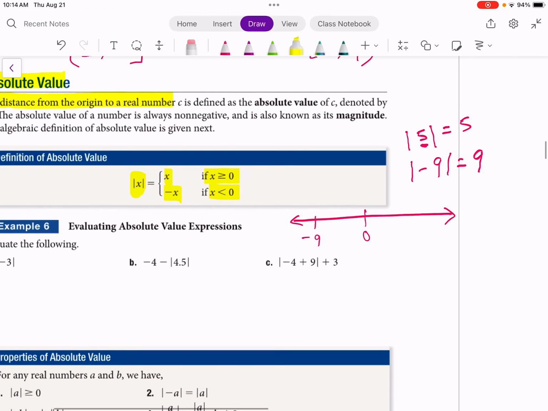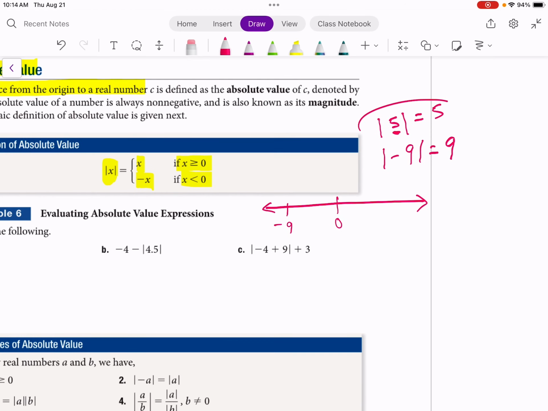Now let me take an example here. For example, let me take the absolute value of 5. If you compare the absolute value of 5 with the absolute value of x, what is the value of x? What number do you see in place of x? We have 5, right? Now, is that 5 greater than 0? Yes, 5 is greater than 0, so the absolute value of 5 will be the same as x. Our x is 5, so 5.